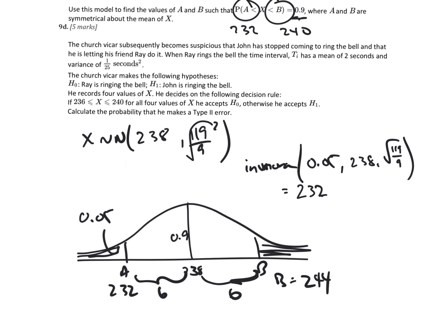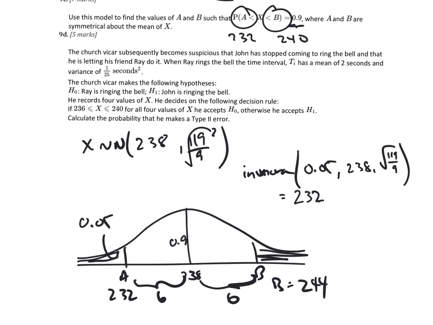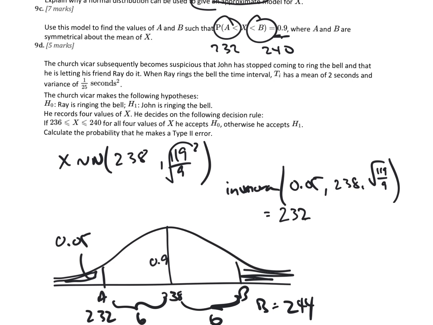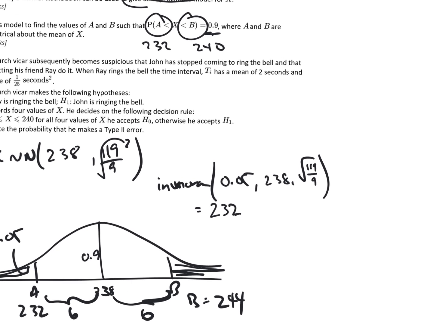Okay, so now the hardest question of them all, I think. In this last one here, we now know that the vicar believes that John is stopping to do it and that his buddy Ray is doing it. The only difference between John and Ray is that the variance is different. And so Ray has this scenario.